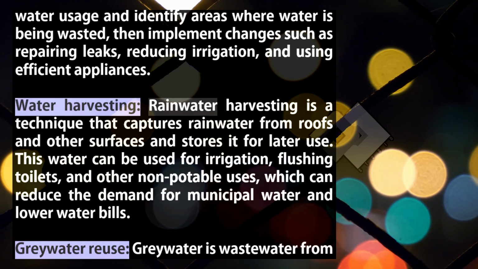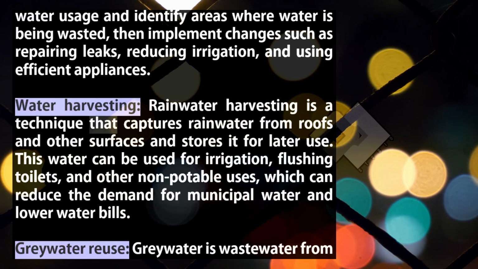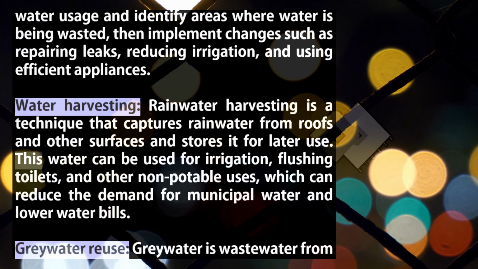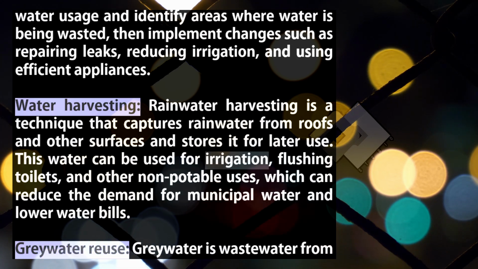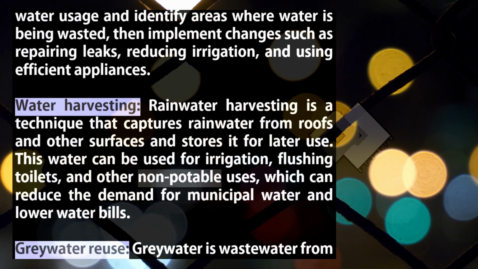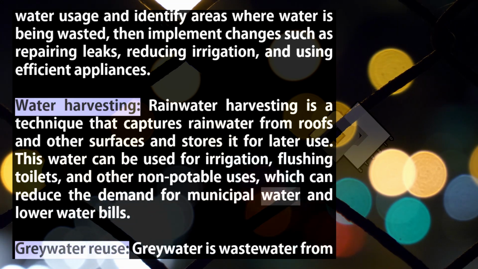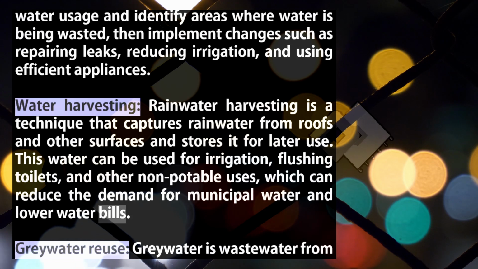Water harvesting. Rainwater harvesting is a technique that captures rainwater from roofs and other surfaces and stores it for later use. This water can be used for irrigation, flushing toilets, and other non-potable uses, which can reduce the demand for municipal water and lower water bills.